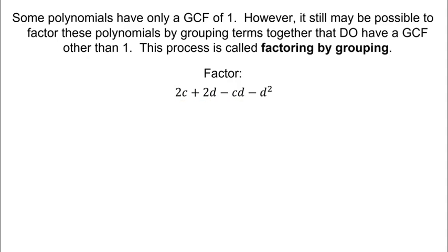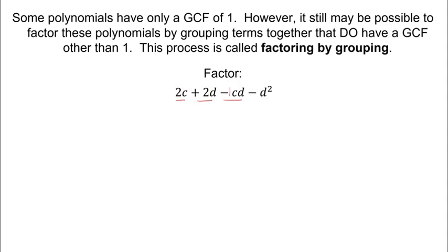Remember, step number 1 to factoring a polynomial every time is to look for a greatest common factor. In other words, we want to look for a common factor between all 4 of our terms here. The first term is 2c. The second term is 2d. Well, those 2 terms have a factor of 2 in common. Let's look at the third term. It's minus cd. Minus cd does not have a factor of 2 in common. So therefore, 2 cannot be included in our GCF.